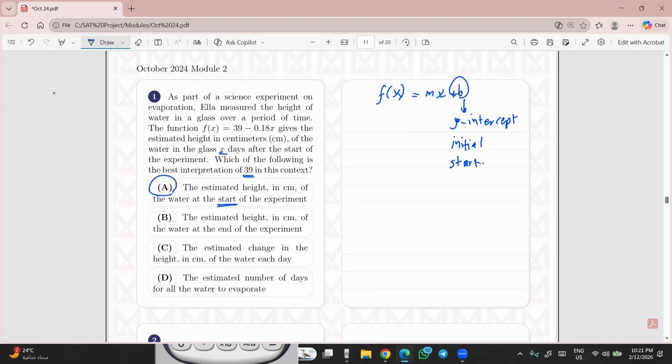So letter A is the answer of this question, not the end, not the change, not the number of days, because we are focusing on the 39, and 39 is always taking the same measuring unit as f. So f of x here is in centimeters, so 39 centimeters also. And that's question number 1.